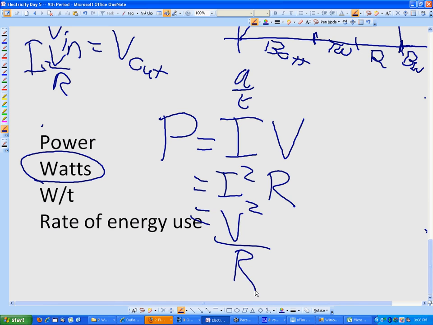Power? P? Q, charge per time. This is the equation for current, charge per time, coulombs per second. Those are your three equations for power.